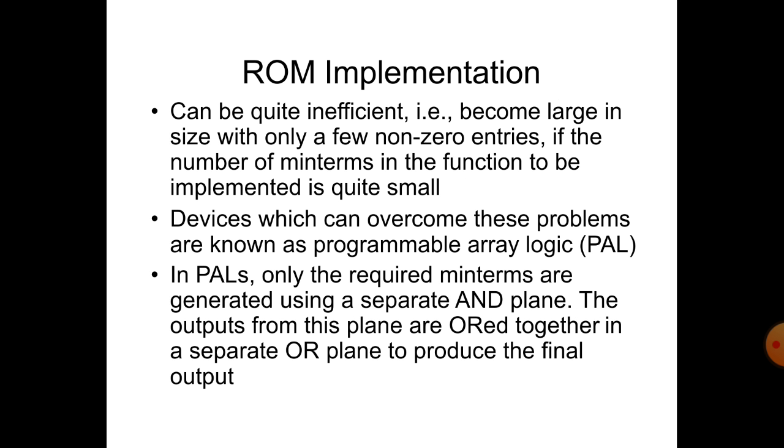In a ROM implementation, it can be quite inefficient, that is, it becomes larger in size with only a few non-zero entries, if the number of minterms in the function to be implemented is quite small. So devices which can overcome these problems are known as programmable array logic, that is PAL, and programmable logic array, that is PLA. In these, only required minterms are generated using a separate AND plane, and outputs from these planes are added together in a separate OR plane to produce the final output.